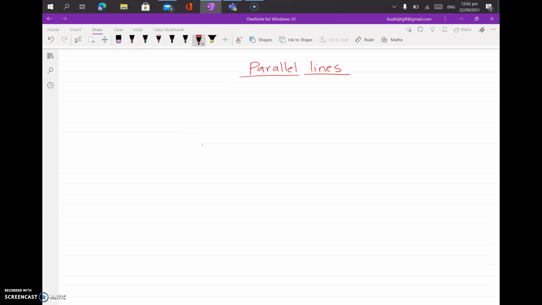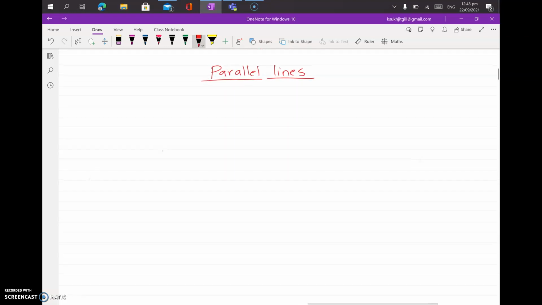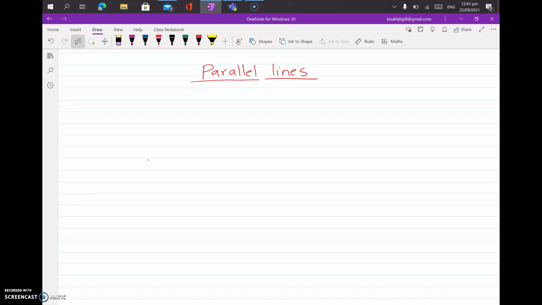In this lesson, we'll be looking at the rules or the facts involving parallel lines. And before we start, let's look at what parallel line means. So, parallel lines are the lines which are at equal distance from each other, meaning they will never meet or they will never intersect at one point. So, they will always be at equal distance.